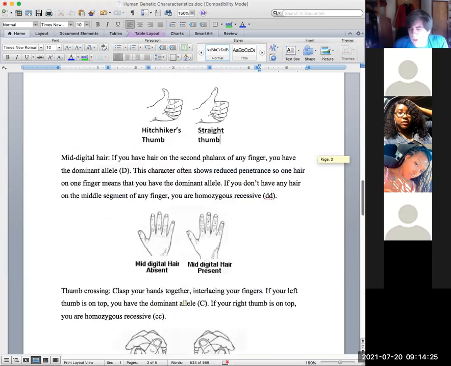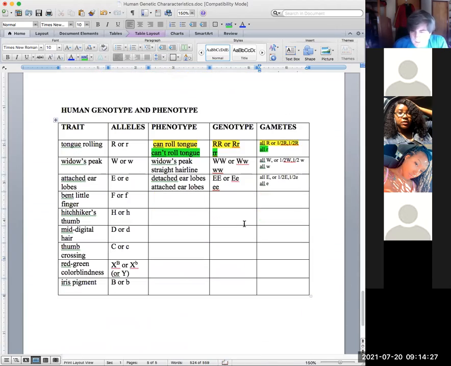Now keep in mind, you also have to take into account if you played volleyball or football or softball or something, and you broke your finger at some point, then you probably want to look at the other hand.